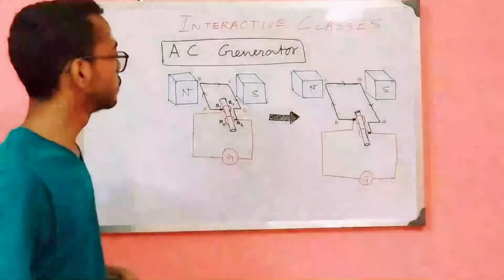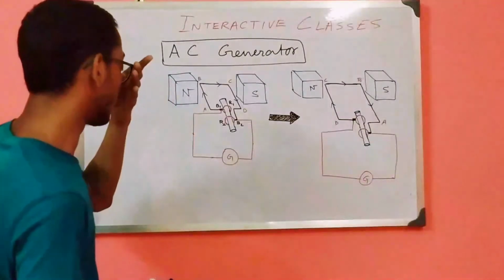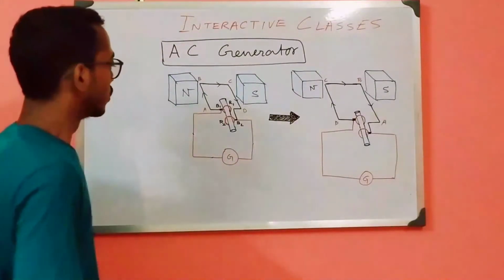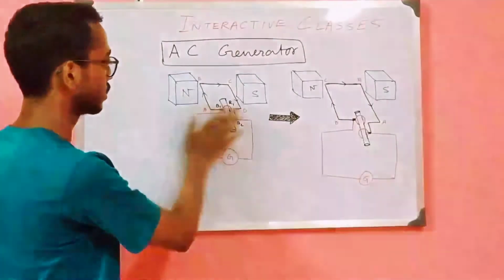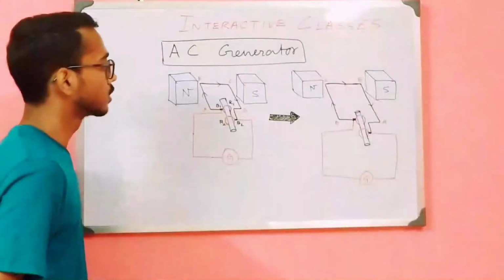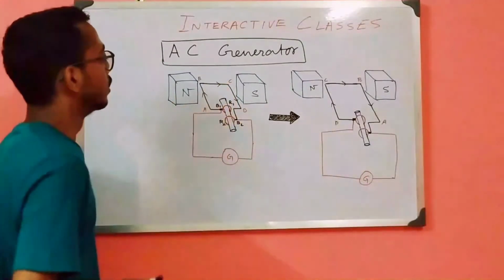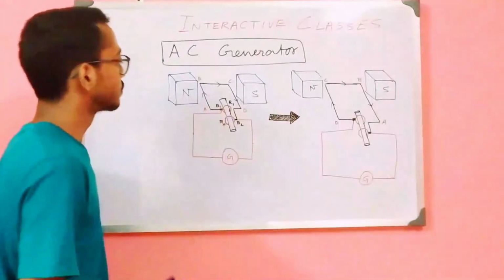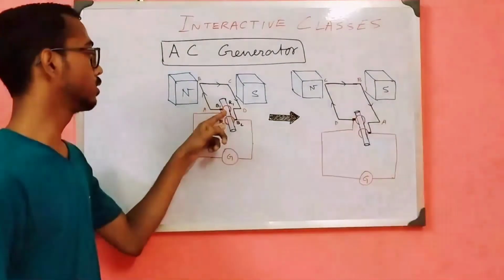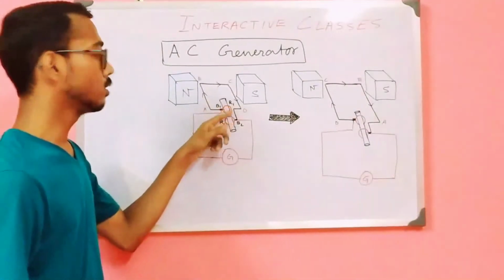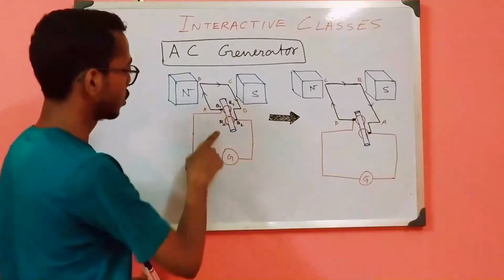Let me explain the diagram, or the structure of the generator, first, then we will come to the operation and principle. Okay, so this is a permanent magnet having two poles, north and south. ABCD is a coil placed perpendicular to the magnetic field within this area. Fine. The terminal A is connected to ring R1 and the terminal D is connected to another ring R2.